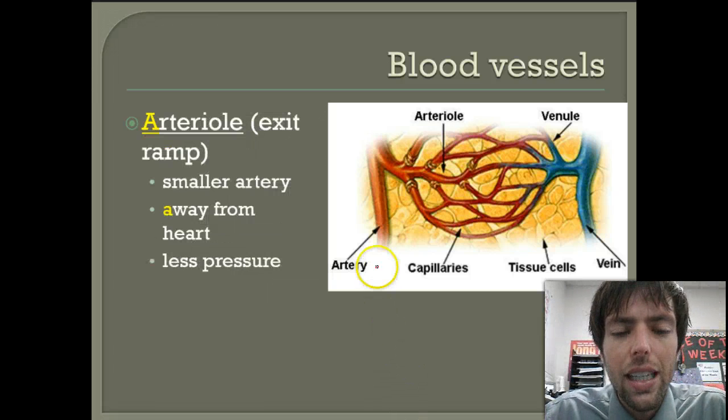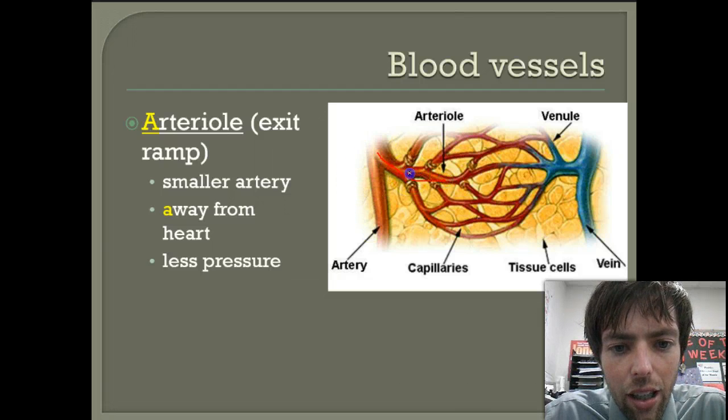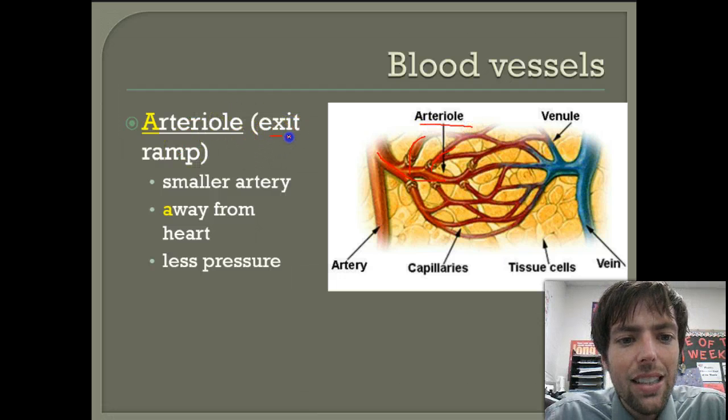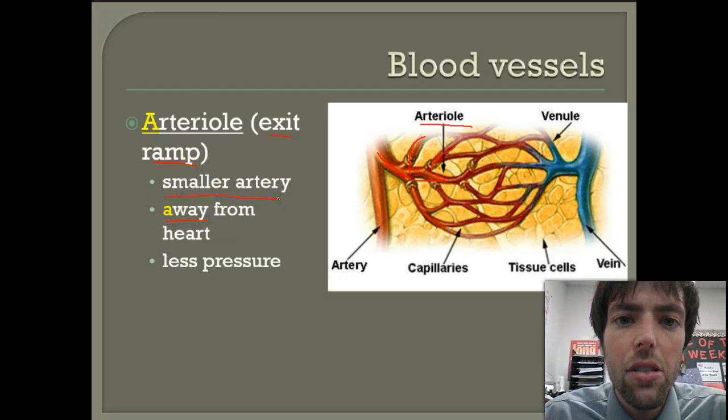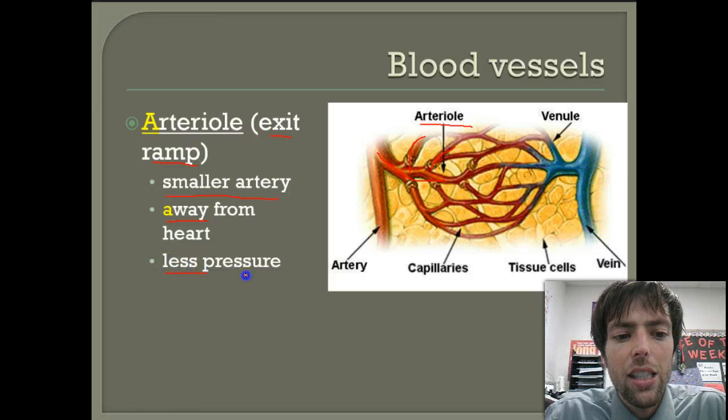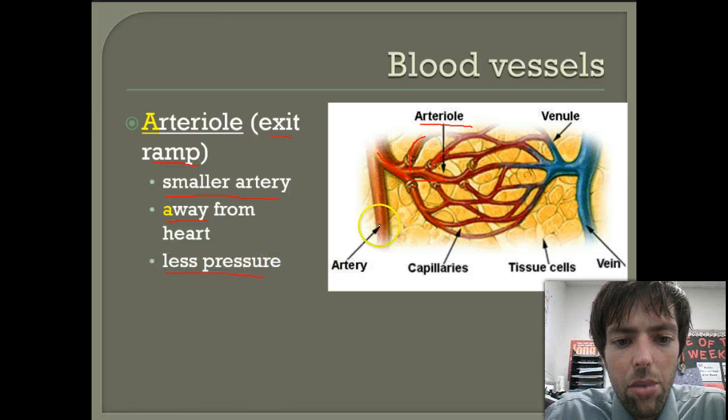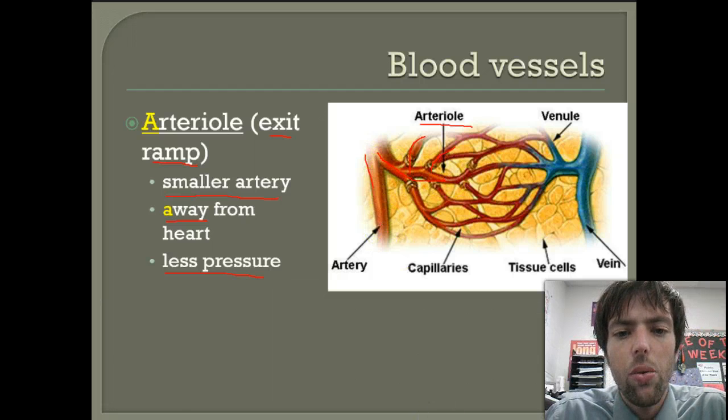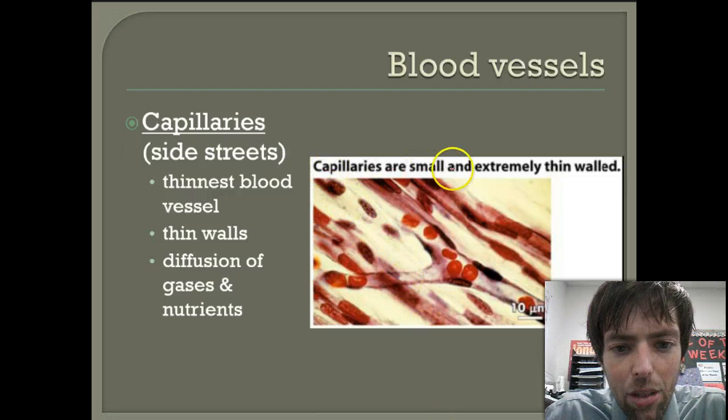Now, arteries, once they get close to a section of the body that needs blood, they start to branch off here. And here's our little arterioles, or exit ramps. And they're still carrying blood away from the heart, but now they're a little bit smaller because we're on our way to little cells. And they have a little bit less pressure than the arteries do. And so here's our huge arteries carrying blood everywhere. We're starting to branch off of the main passageway until we turn into little capillaries.